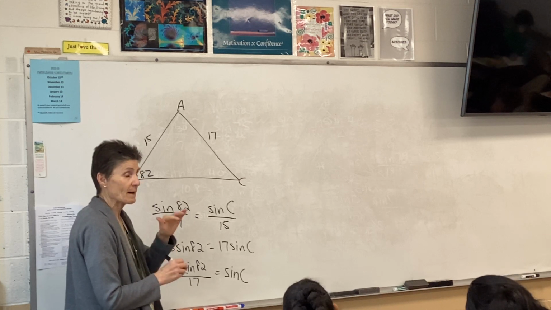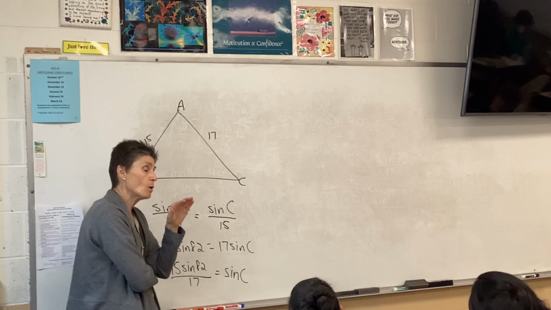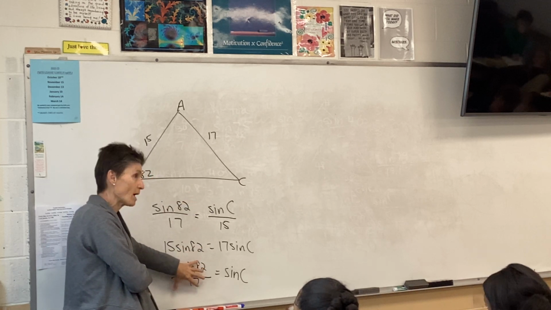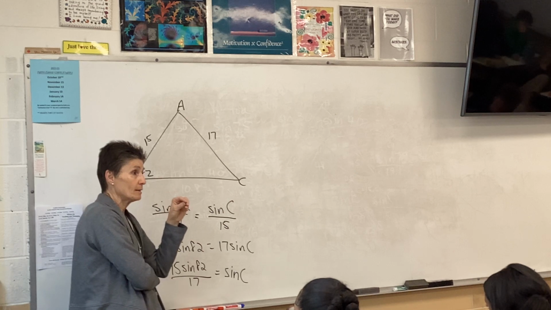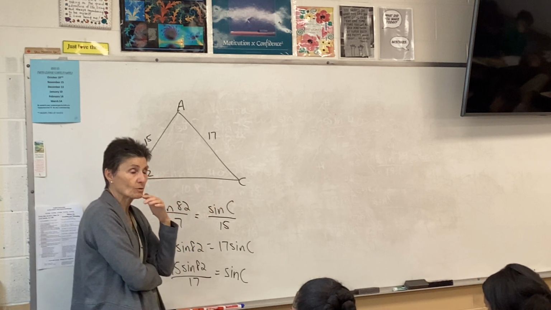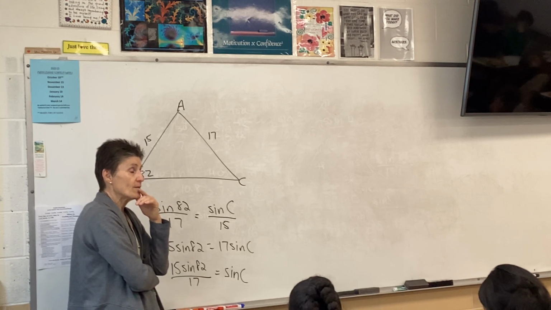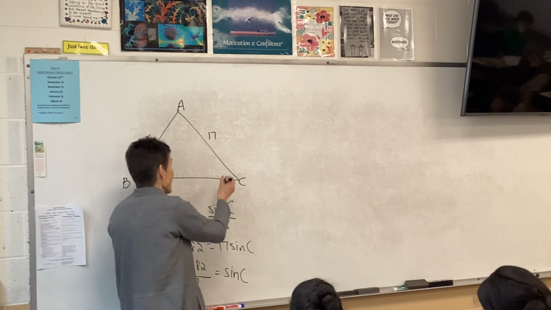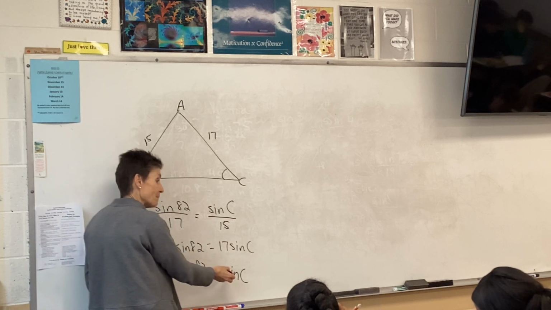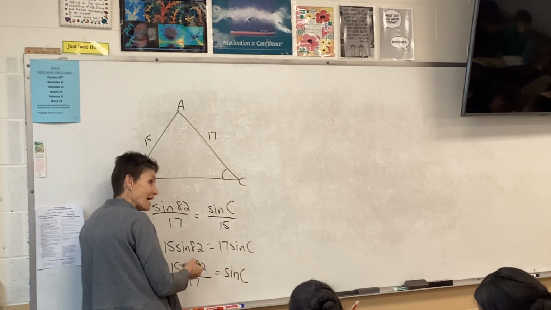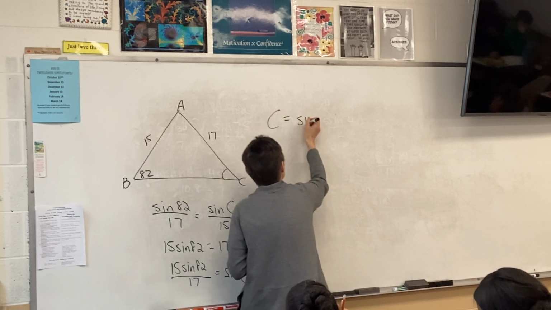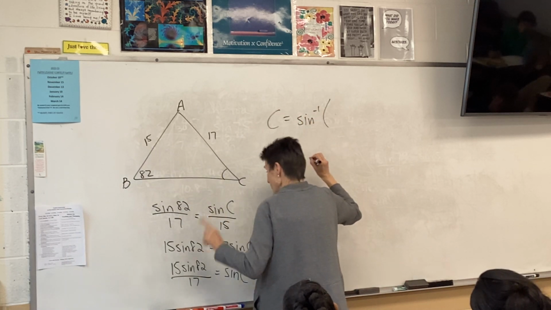Now I want you to think about this for a second. If you just type this fraction in, you're going to get a decimal. Is that the answer to the question? No. The answer to the question is the angle. How big is that angle? Well, what do I have to type in my calculator to get an angle? Second sine. So C is going to be second sine of that fraction.